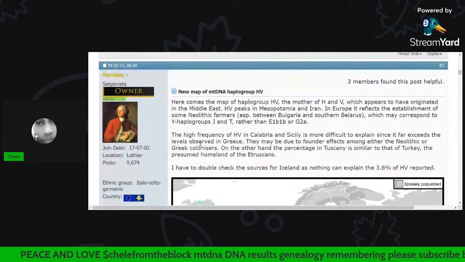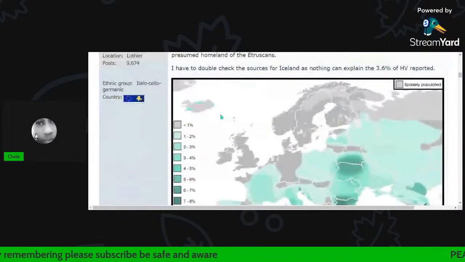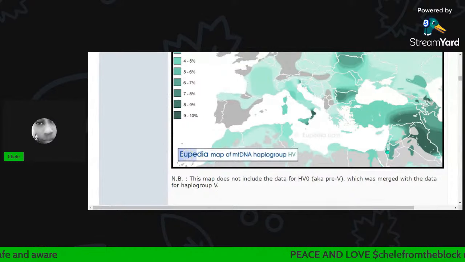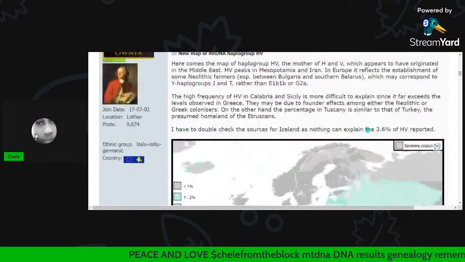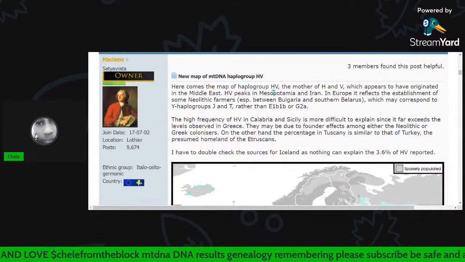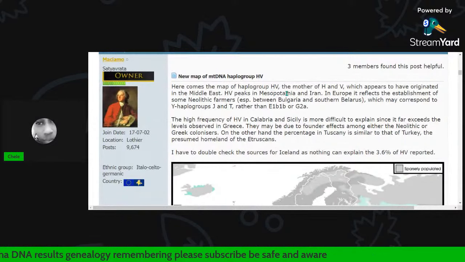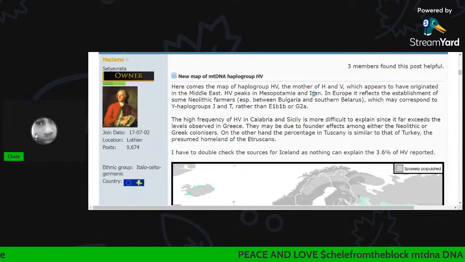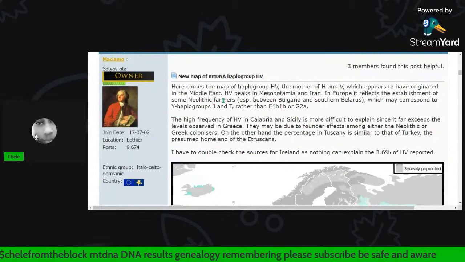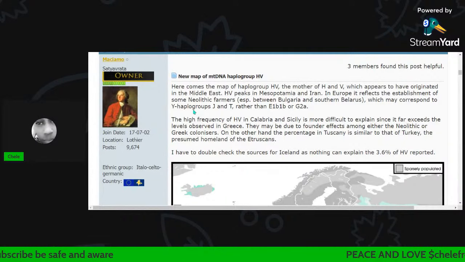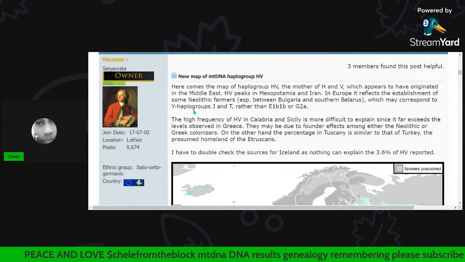It appears to have originated in the Middle East. Okay, the Middle East is a modern name for a particular area on this map, and I believe it's right here. Okay, that's very interesting. HV peaks in Mesopotamia and Iran. Now, HV for me is kind of low. This is interesting. Mesopotamia and Iran. In Europe, it reflects the establishment of some Neolithic farmers, which may correspond to Y haplogroups J and T. And I believe I have J, T, and E1B.